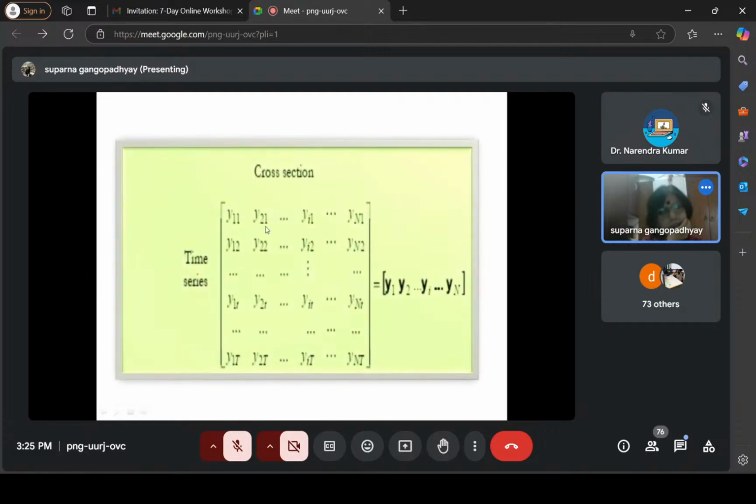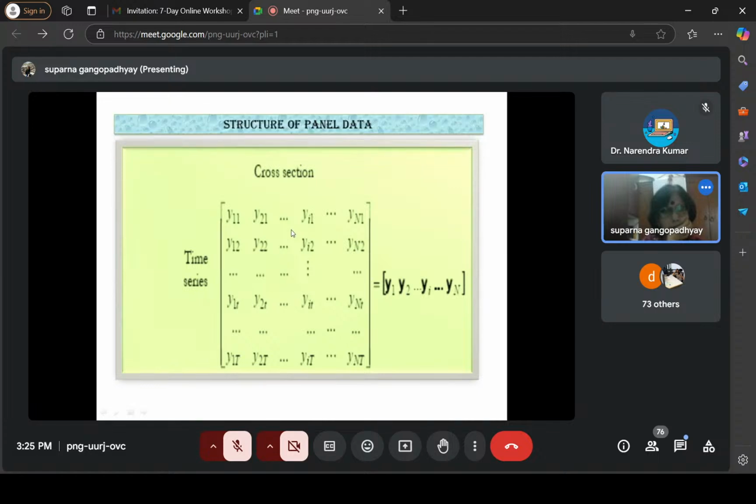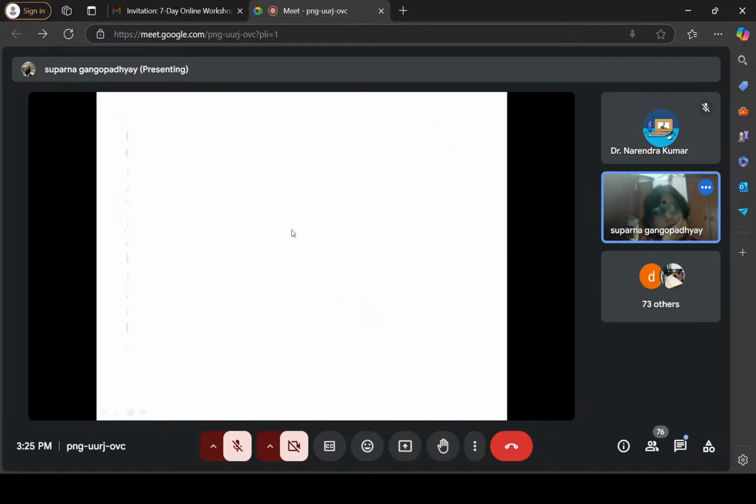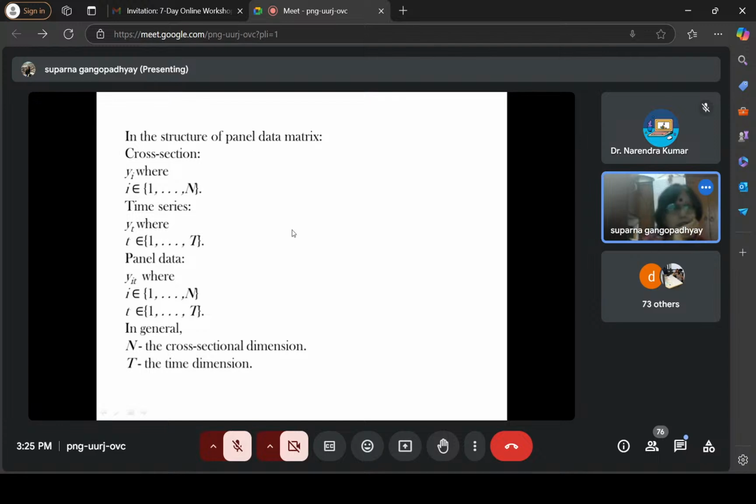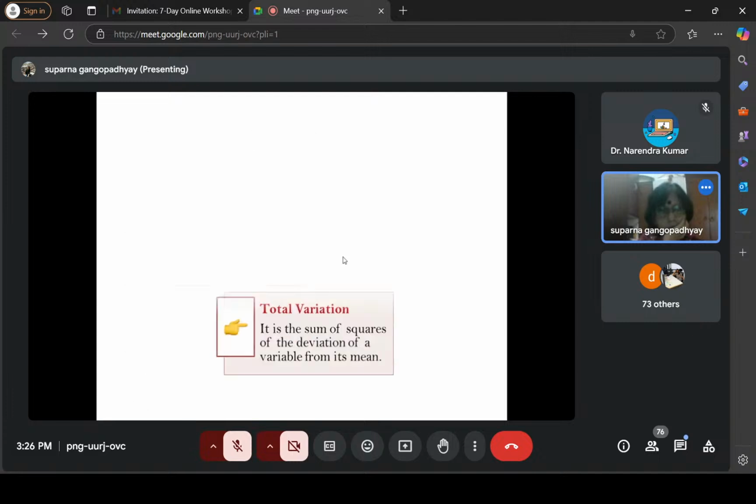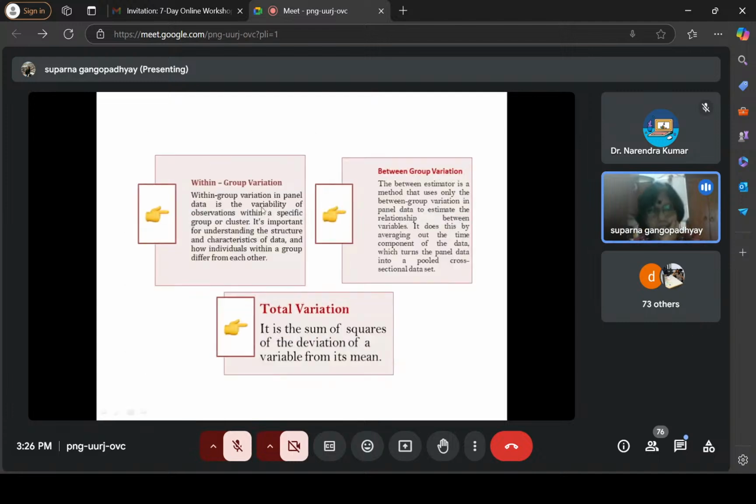That is the structure I have written over here. Clear? Next, what I said: there is a cross section and a time series, where i varies from 1 to n, and t varies from 1 to T. So when we come to panel, it is Y_it. At a single set you are considering t from 1 to T. Clear? Okay.